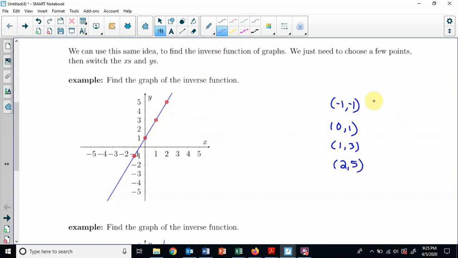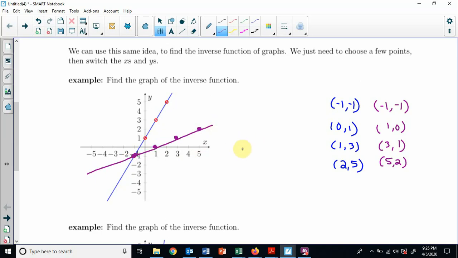Let's do it in purple. So switching -1, -1 is going to be -1, -1. I know, not exciting because those are the same x and y value. But anyways, switch 0, 1, 1 and 3, and 2 and 5. And let's plot these points and draw the line through them. So -1, -1, I got that point. 1, 0 is going to be there. 3, 1. And 5, 2, and draw the line through it.